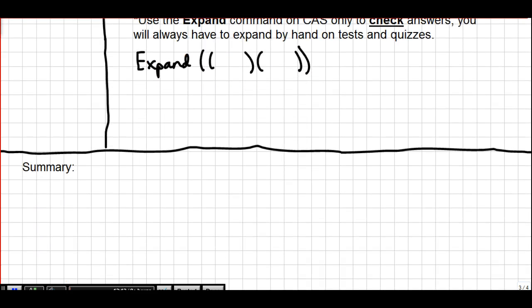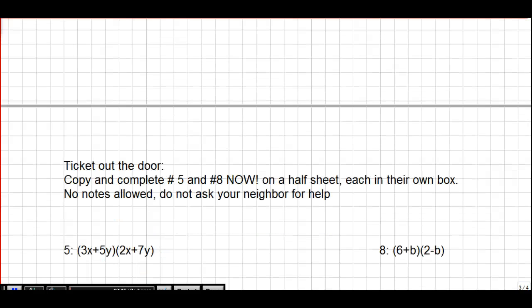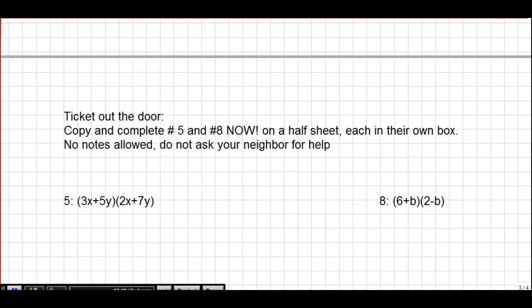If you would like further challenge for today, there will be a ticket out the door, which are problems 5 and 8. Students are welcome to try these 2 problems now. Try to do them without referencing your notes, and the answers will be displayed shortly.